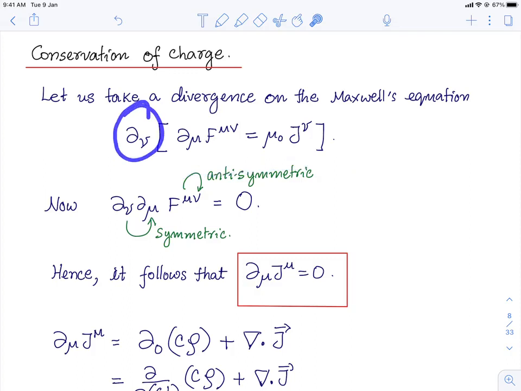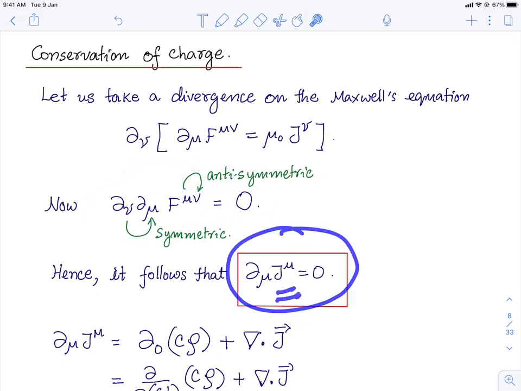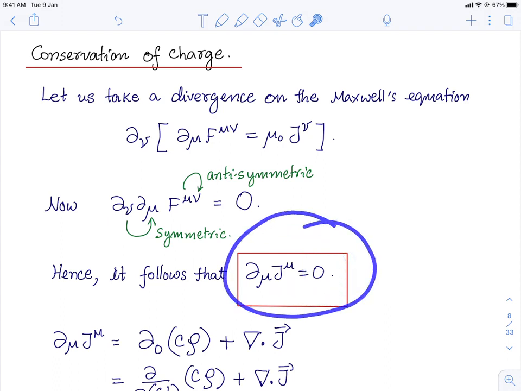Now if you take a divergence of this, there was one free index, the new index is free. So if you take a divergence of this, then you see here, again, you have symmetric, because these derivatives can be interchanged without a sign, whereas this is antisymmetric. So this must be equal to 0. So if this is equal to 0, then the 4 divergence of the 4 current density has to be equal to 0.